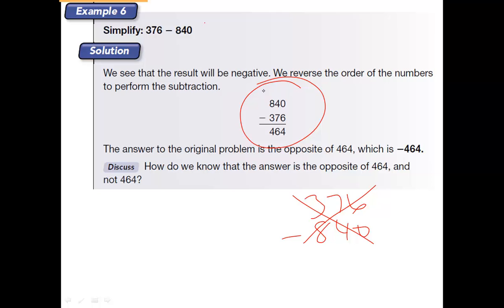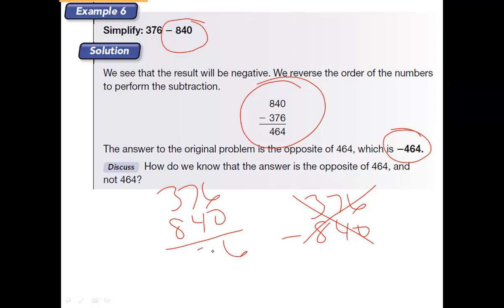We know that because this negative 840 is greater than 376, we're going to have a negative answer. It's important that you see that, because let's go ahead and do this one down here to see what happens. If we do 376 minus 840, watch what happens. That's a 6, that's a 3. Now 3 minus 8, we can't do that. Right? We're stuck. So we can't write it the way it says. We have to put the 840 on top in order to work the problem.